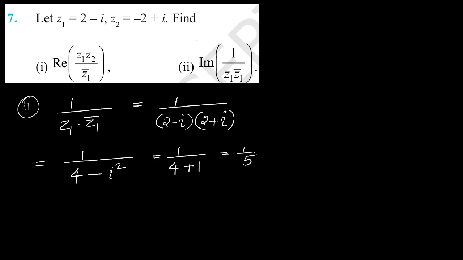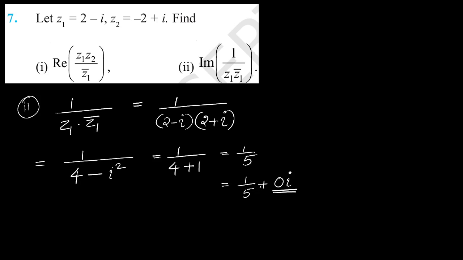How? Can I write 1 by 5 as 1 by 5 plus 0? Is there any mistake if I write 1 by 5 as 1 by 5 plus 0? Is it okay? Correct? Please respond. Yes, sir. 0 or 0 into i, both are the same thing. 0 into i is 0 itself. So 1 by 5 plus 0 is 1 by 5.